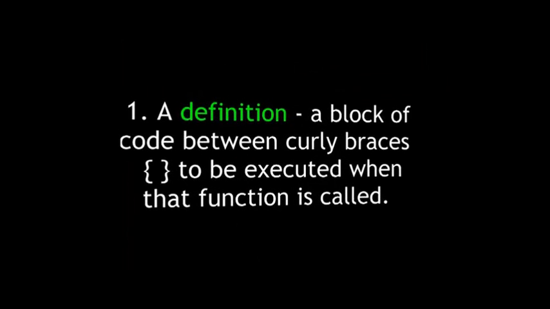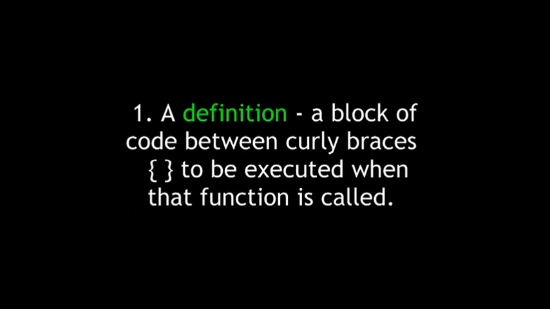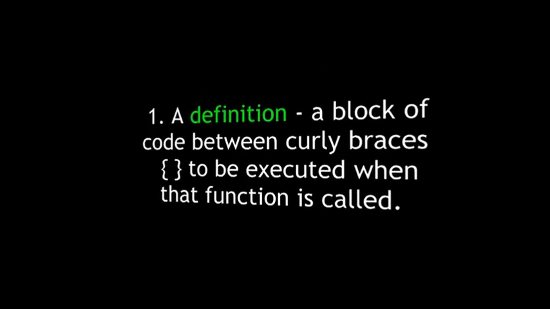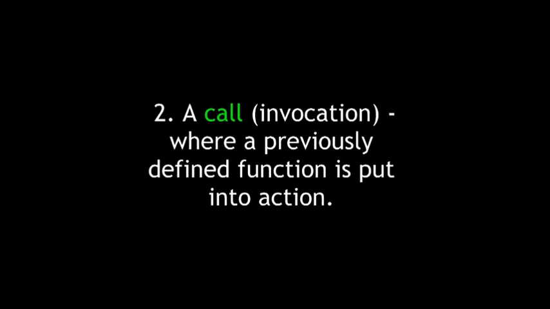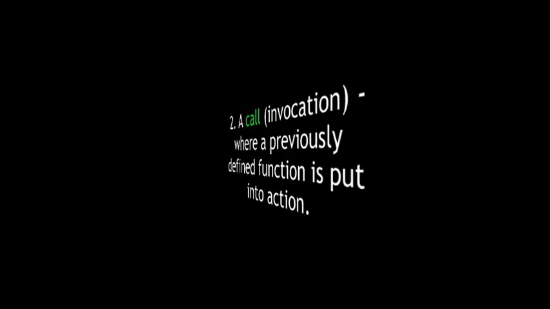A Java function has two distinct aspects. One, a definition. A definition is a block of code between curly braces to be executed when that function is called. Two, a call or invocation, where a previously defined function is put into action. When we call a function, we say we invoke it.